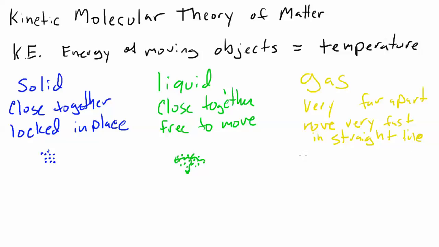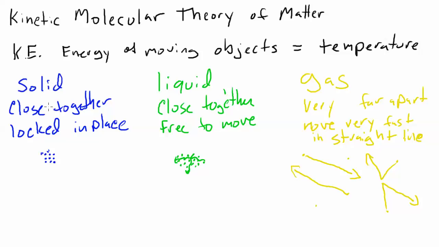So if you imagine the particles of a gas, there's going to be a lot fewer of them because they're very far apart compared to the other two states, and they're moving very, very fast in a straight line. They'll move that way unless they hit another particle, and then they're going to bounce off each other. And so that's kind of how the motion of the particles of these three states differ.